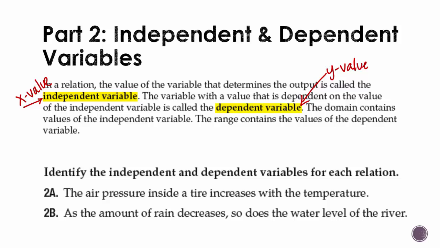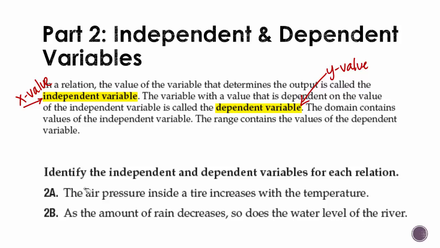So you'll get a story like this where you have to identify what's being changed and what's changing as a result for each relation. So whenever I teach a science class, I always talk about the independent variable being something that I am changing as the experimenter. And then as a result of that, something else has to change as well.